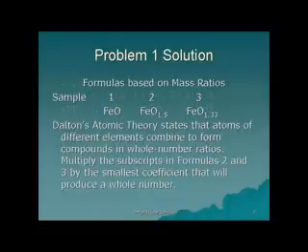Now, we look again at these formulas we've written so far. They're not complete for samples 2 and 3, as we discussed earlier. Dalton's atomic theory states that atoms of different elements combine to form compounds in whole number ratios. So what we're going to do here is multiply the subscripts in formulas 2 and 3 by the smallest whole number coefficient that will produce a whole number subscript. So that's what we're going to do next.